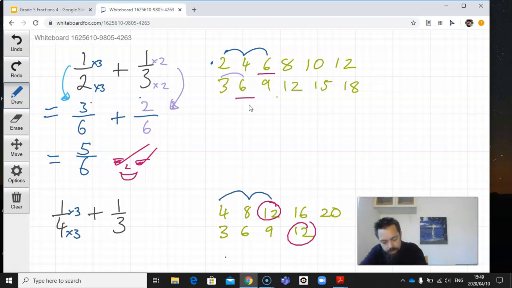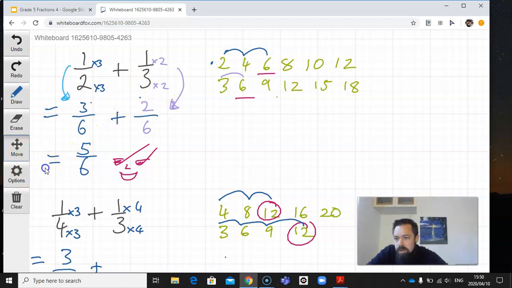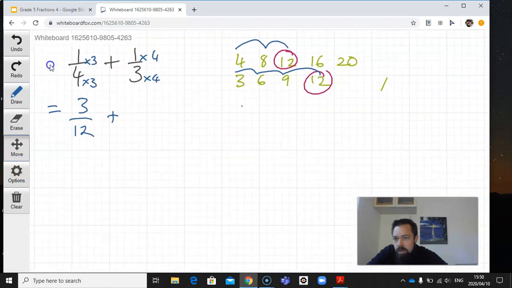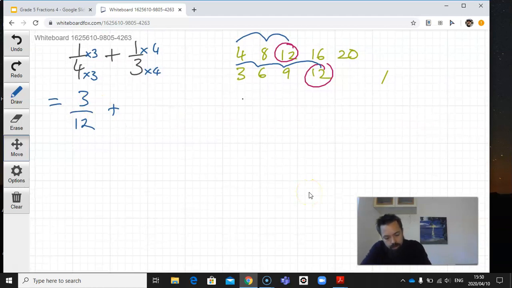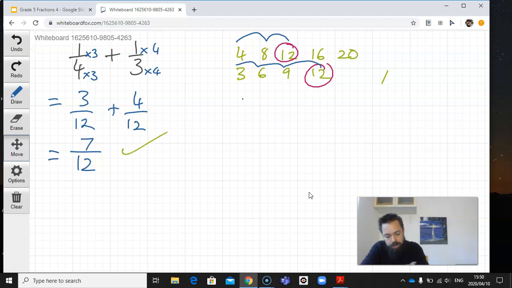What I do to the bottom, I do to the top. 1 times 3 is 3. 4 times 3 is 12. Having a look at the 3 times table, times that by 4. What I do to the bottom, I do to the top. 1 times 4 is 4. 3 times 4 is 12. Now that my denominators are the same, I can add them. Stays as 12. 3 plus 4 is 7. There we go. Answer solved.